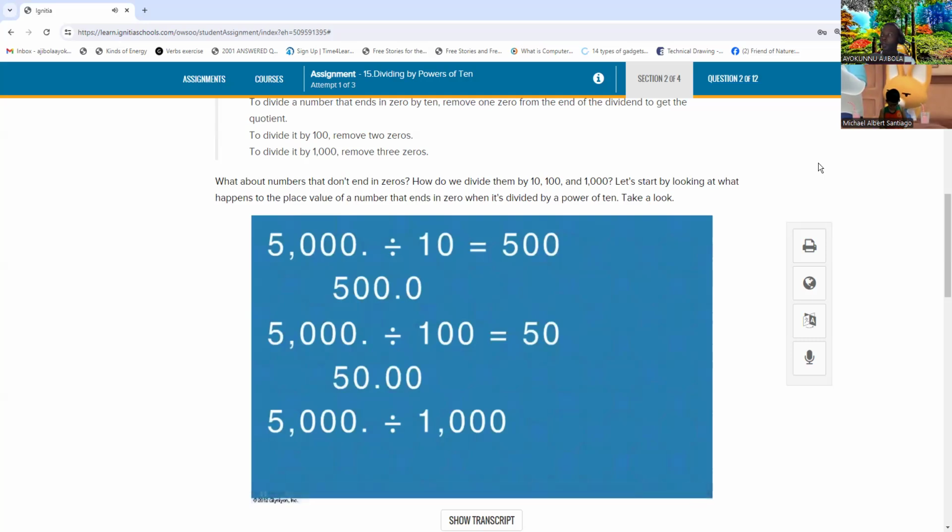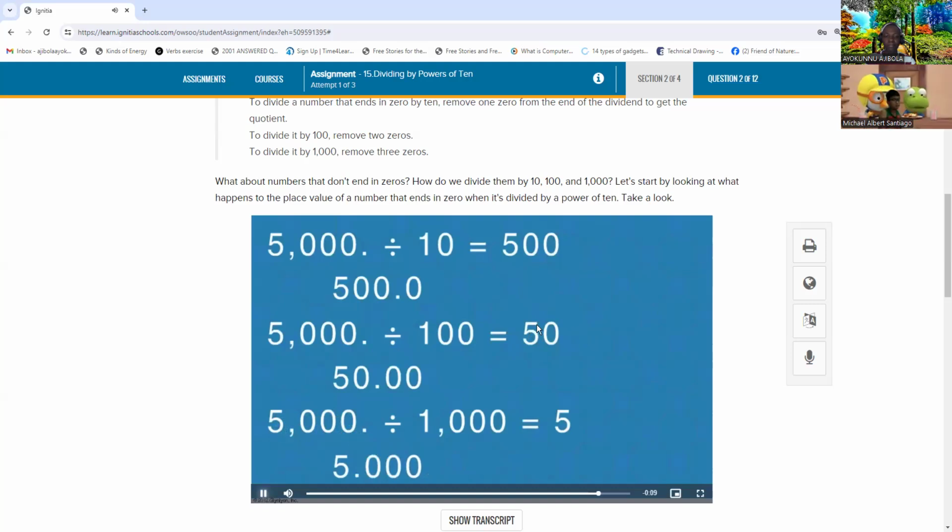To divide by 1,000, remove 3 zeros from the end of the dividend. 5,000 divided by 1,000 is 5. The decimal point actually just moved 3 places to the left, and each digit moved down in place value by 3 places. So, dividing a number by a power of 10 is done by moving the decimal point the appropriate number of places.